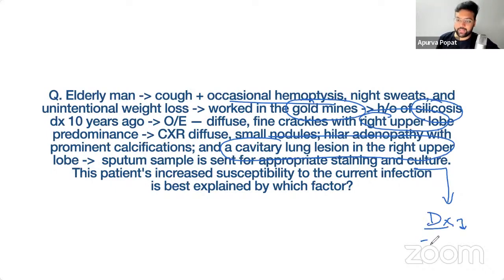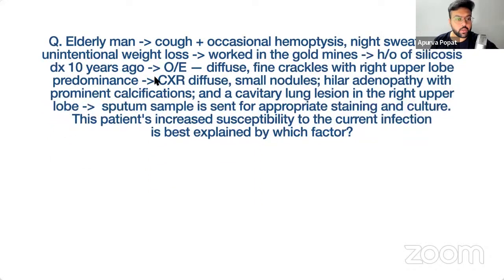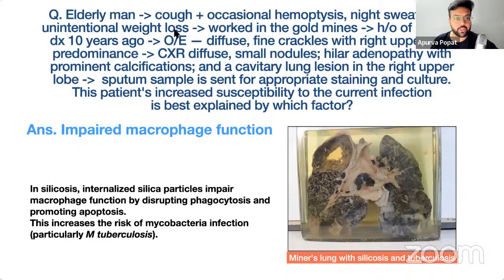Tuberculosis. TB. Excellent. Why do you think? Because he has a history of silicosis. Okay, and in silicosis, when the patient inhales silica, it will be engulfed by the macrophage, and there will be macrophage dysfunction, and because of macrophage dysfunction, this patient has increased risk of tuberculosis. Because of impaired macrophage function, you see a cavitary lesion, especially in the upper lobe. That's predominantly a Mycobacterium TB infection.